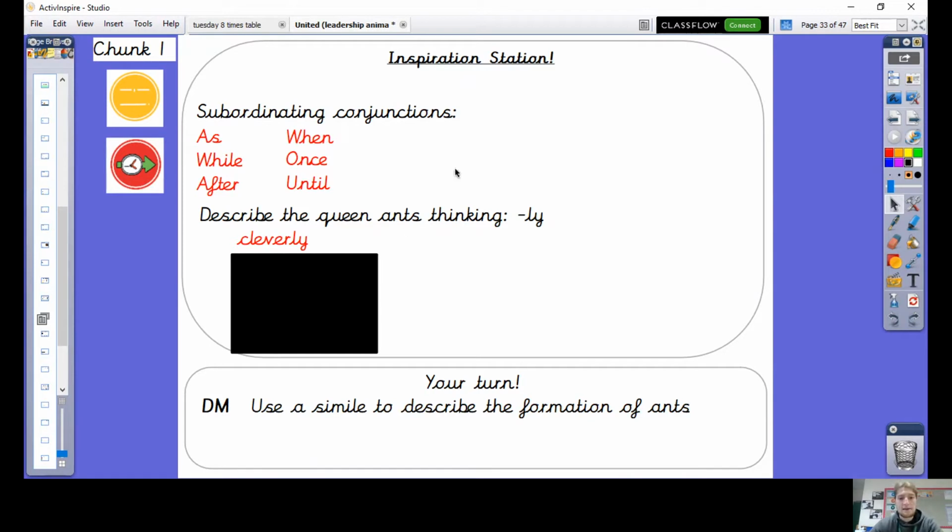Once you've done that, let's just have a look at the second part now. So describe the queen ant's thinking. So we're going to be thinking of some adjectives now, aren't we? Some words ending in ly. So cleverly is one that I'm thinking of because it's describing how the ant's thinking. The queen ant's thinking cleverly. So I would like you just to come up with a few more words like this ending in ly. And then we can go through some more after you've done that. So pause the video now and come up with a few more.